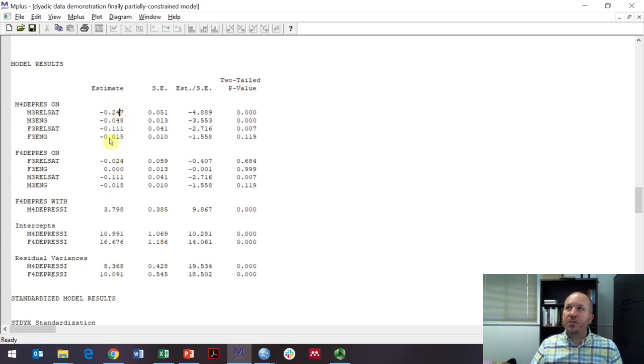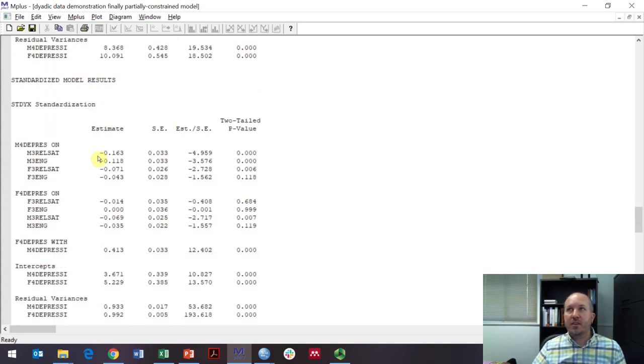And we can see our actor paths. So here are our actor paths here and here, and these values are in fact different from one another. That's because we did not constrain them to be equal, because they are in fact significantly different from each other.